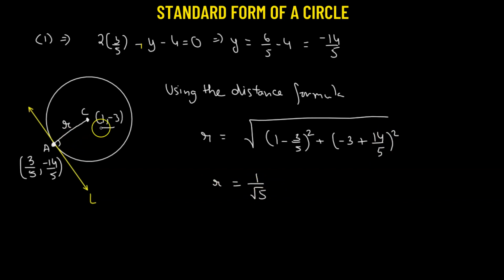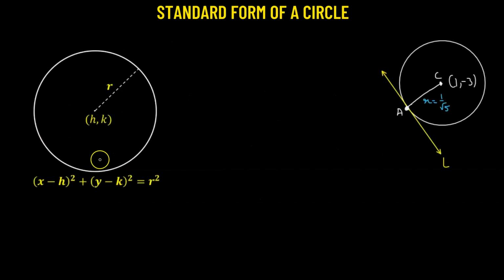Now we have the radius and the coordinates of the center. What we can do now is use the standard form of a circle to find the equation. So let's state the standard form of a circle. The standard equation of a circle states that if we have a circle whose center is given by h comma k and the radius is denoted by r, then we have the equation x minus h whole squared plus y minus k whole squared equals r squared. That gives us the standard equation of a circle.